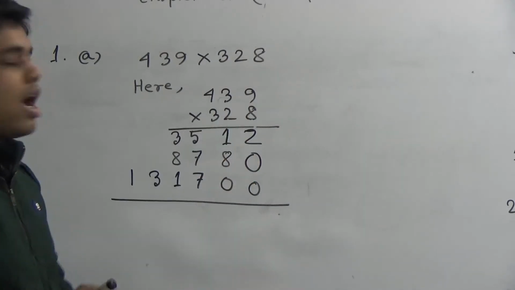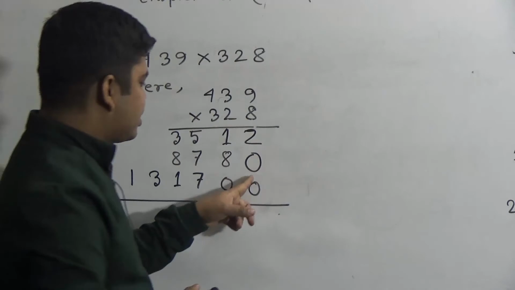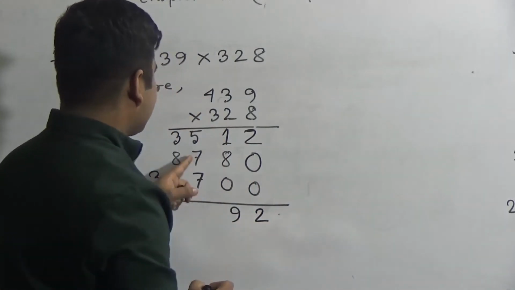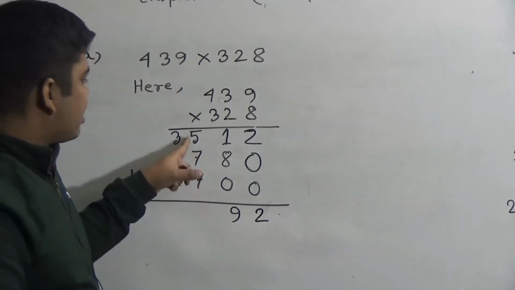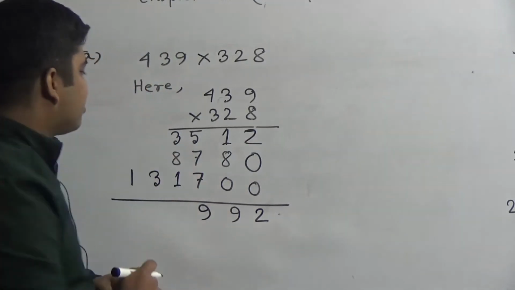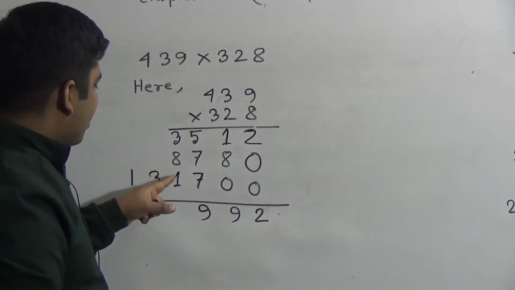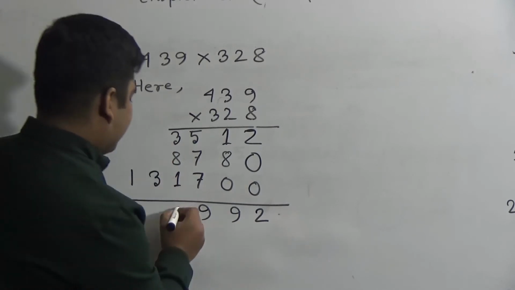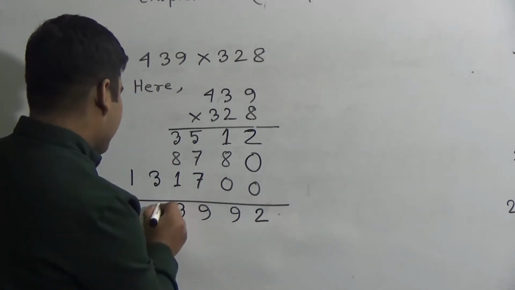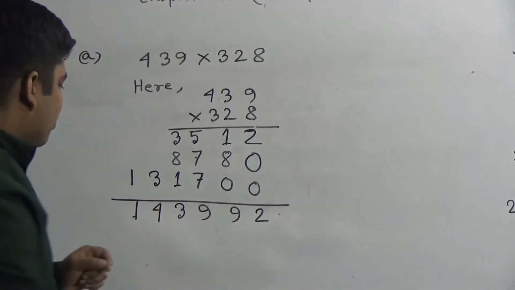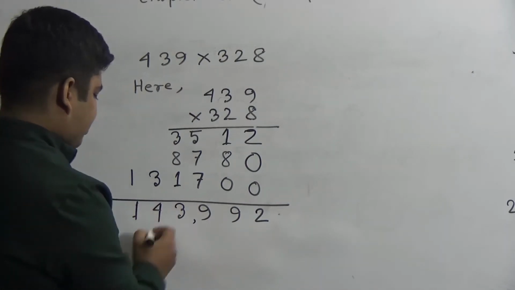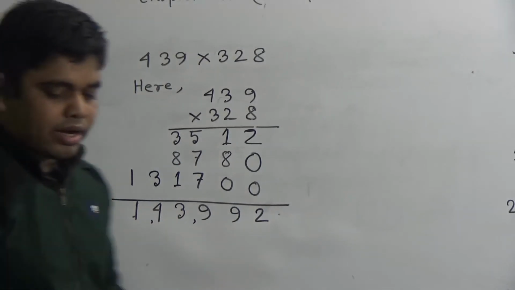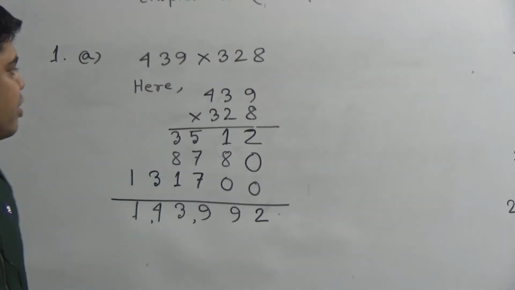For this reason, I add this. So here 2, 0, 0, it will be 2. Then 8, 1, 9. Then 7 and 7, 14. 14 plus 5, 19. Carrying 1. Then 1 and 1, 2, 10 and 3, 13. Carrying 1, 3, 1, 4 and 1. So what will be the answer? 1,43,992. I hope you have understood.